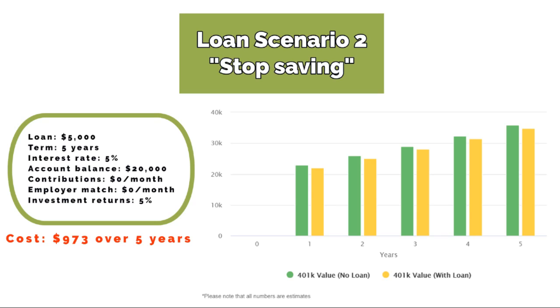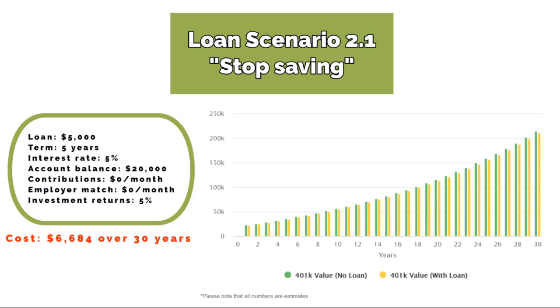$1,000 forfeited in retirement savings might not sound like a lot, but for a $5,000 loan, it's a pretty steep price to pay. And in just 5 years, the life of the loan, that's what it costs you. But if we stretch it out and look at a longer time frame, projecting out 30 years when this person gets to retirement, that $5,000 loan that they took years ago and stopping their contributions for that 5-year period could cost them almost $7,000 in lost savings.